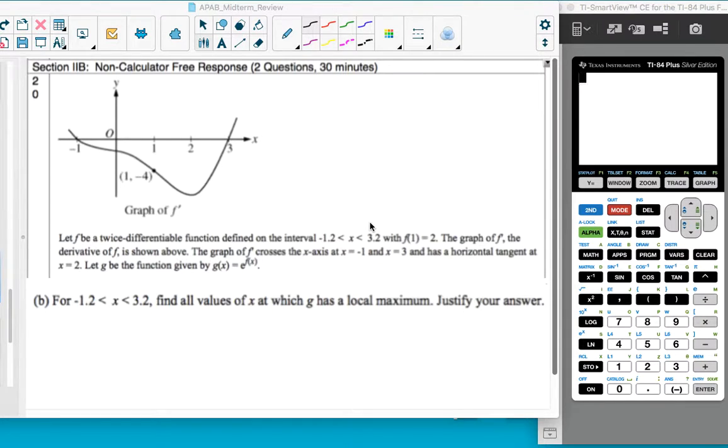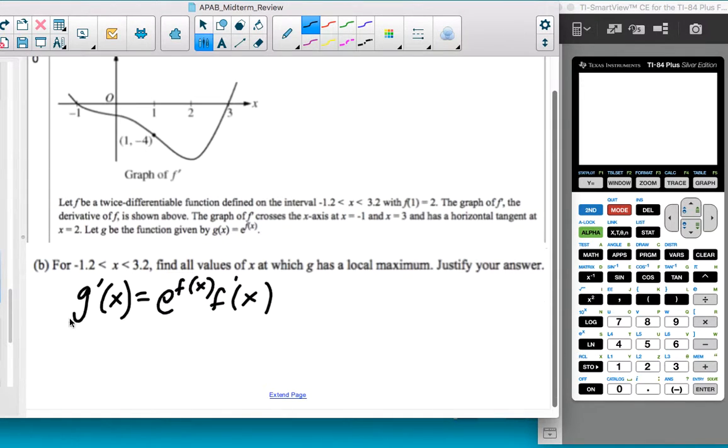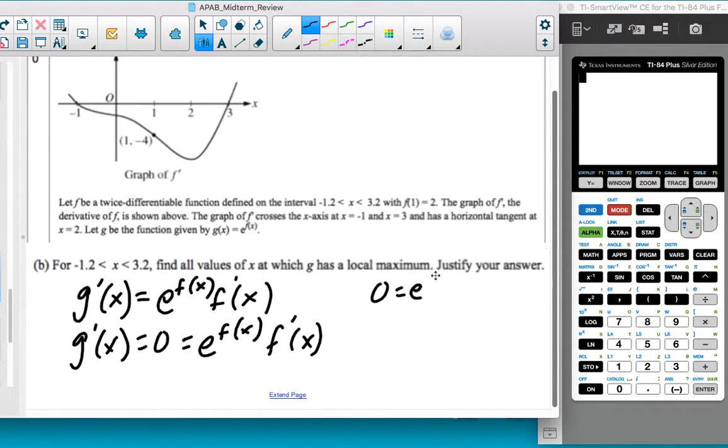On the window between negative 1.2 and 3.2, find all values in which g has a local maximum, justify your answer. So I need to look at what g prime is, right? We've already established in part A that g prime of x was e to the stuff times the derivative of the stuff, right? So if I wanted to make a g prime sign chart, I want to find where g prime of x equals 0. Well, that's either where e to the f of x equals 0 or where f prime of x equals 0. Well, e to the f of x is never going to be 0 because this is always positive, right?